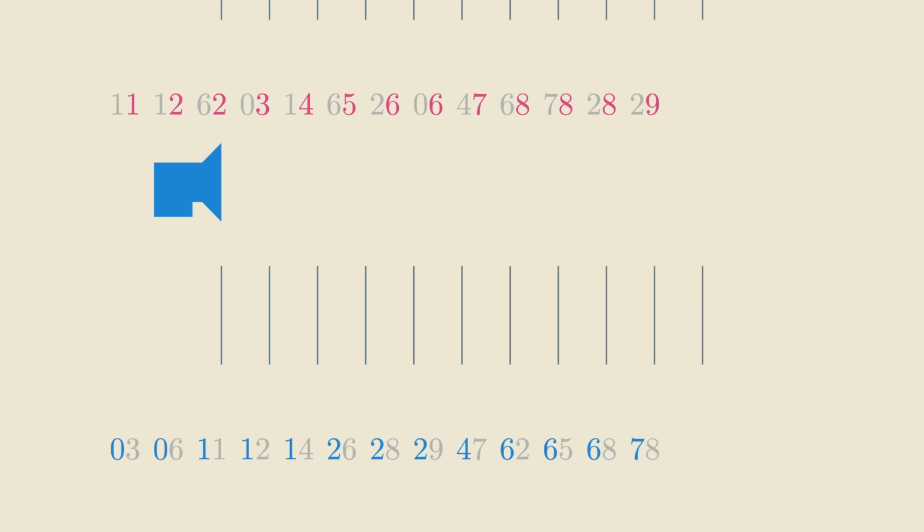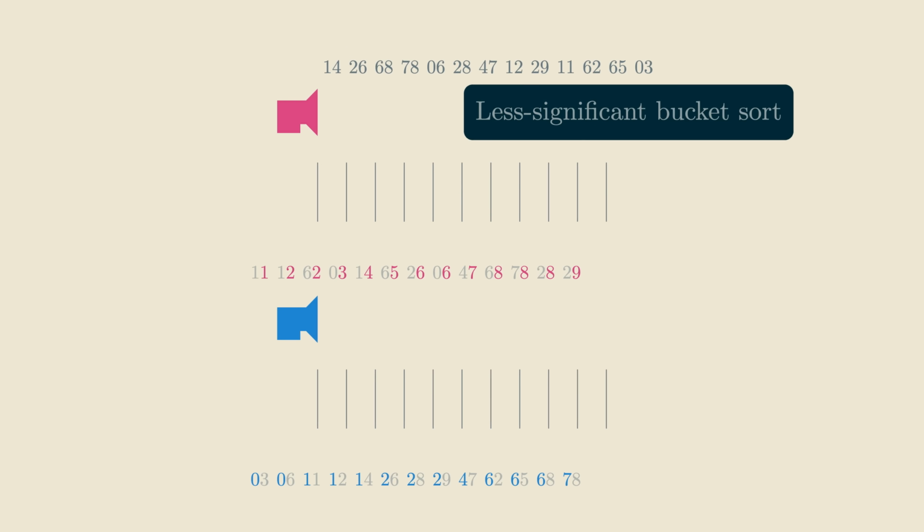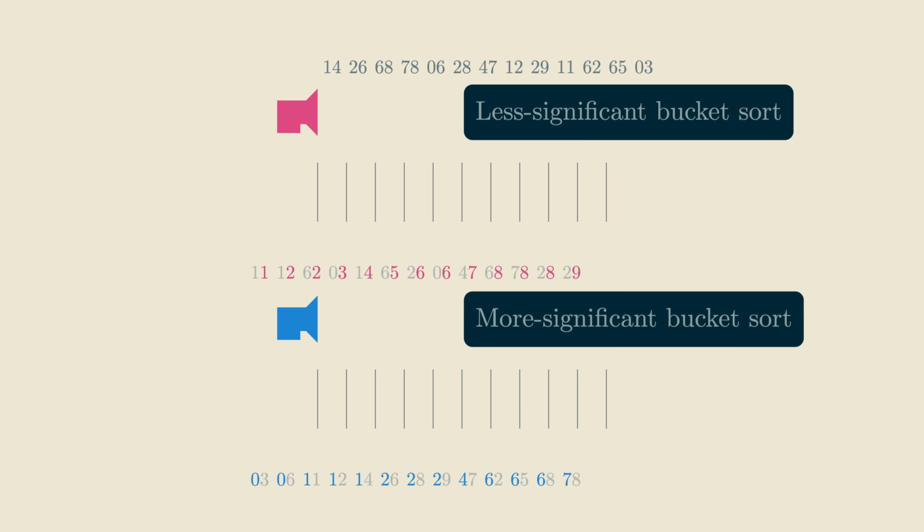And that's it. We have an algorithm that can sort 2-digit numbers. It's incredibly fast because it's literally just 2 bucket sorts. First by the less significant digit, then by the more significant one. The only problem is that our algorithm only works for numbers with 2 digits. So what should we do for larger ones?